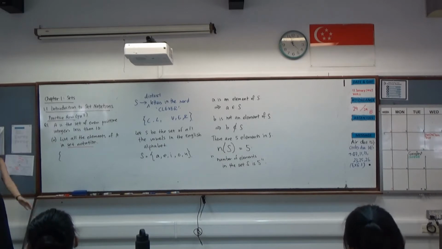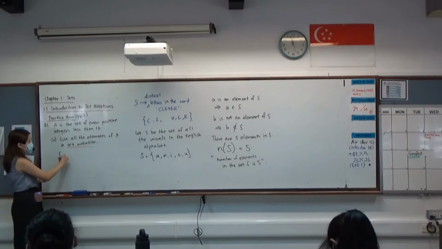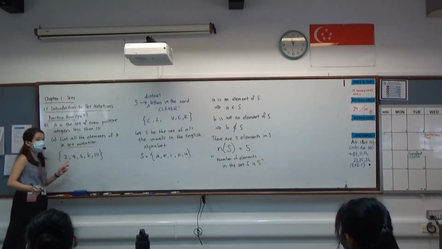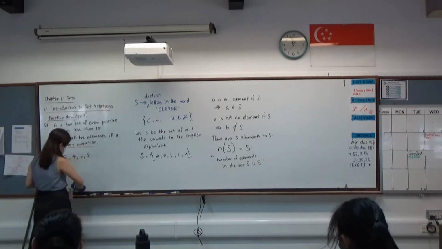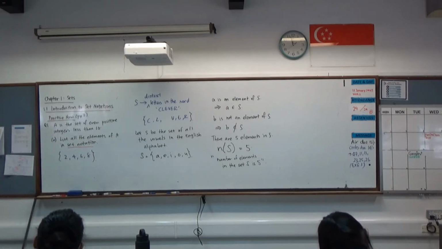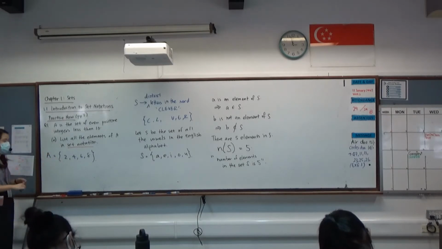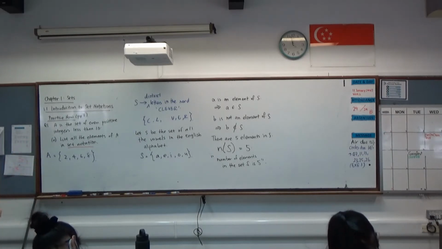What's that going to be, Dylan? 2, 4, 6, 8, 10. You sure? Okay, so no 10, yeah? Because it is strictly less than, it does not include 10. So the elements would be 2, 4, 6, 8 only. So A, being the set that has been described, is equal to the curly brackets, and then we list out all the elements.